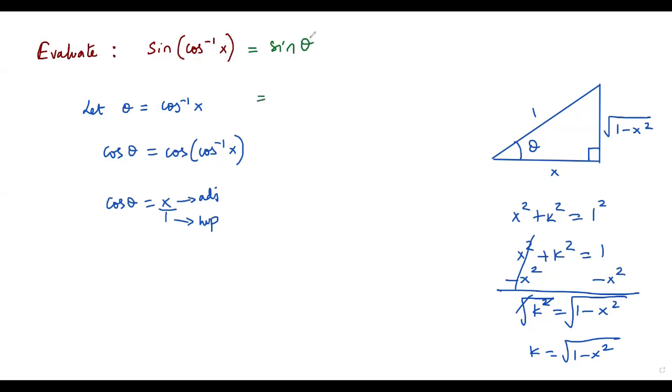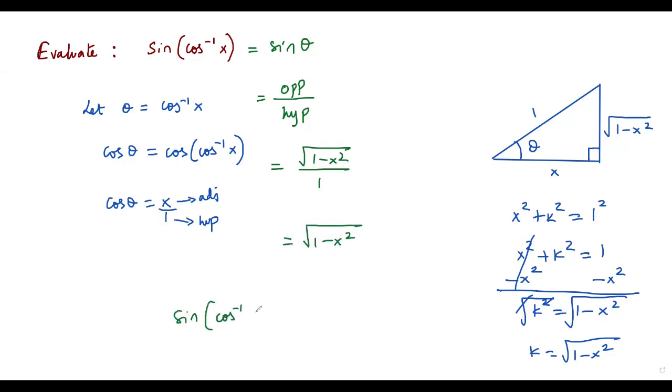Now let's evaluate the value of sine theta in this right triangle, because we have angle measure theta over here. According to SOHCAHTOA, sine theta is equal to what? The formula is opposite over hypotenuse. Here in this triangle, considering the angle theta, the opposite side is square root of 1 minus x squared and the hypotenuse is just 1. So finally I'm getting square root of 1 minus x squared over 1, which is square root of 1 minus x squared. So now I got the value of sine of cosine inverse of x, that is equal to square root of 1 minus x squared.